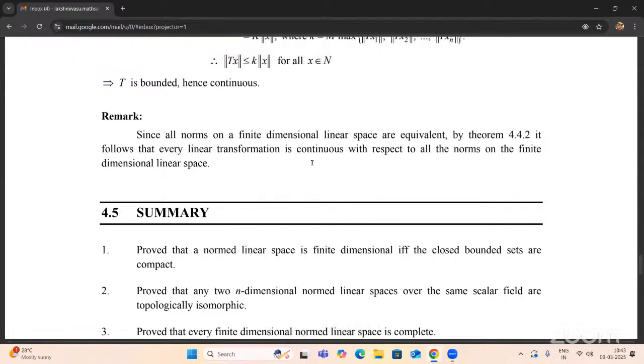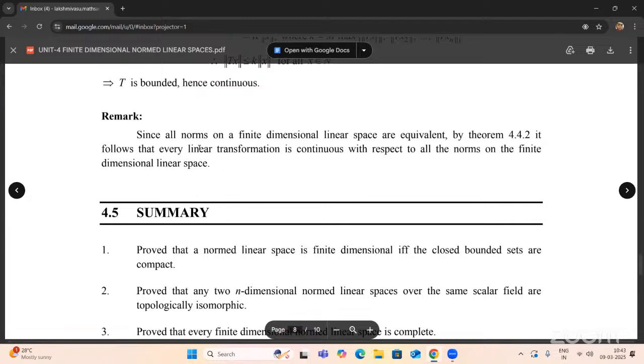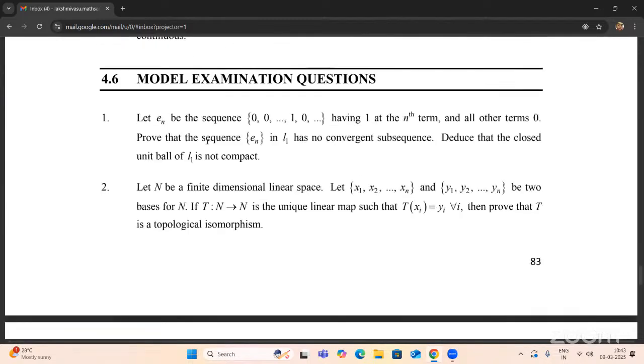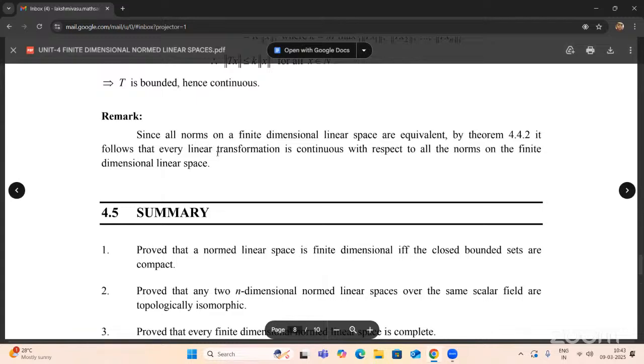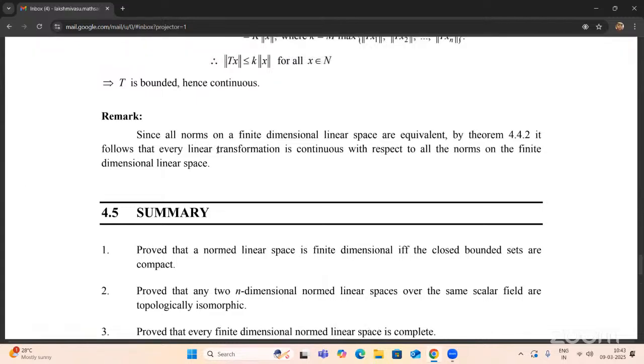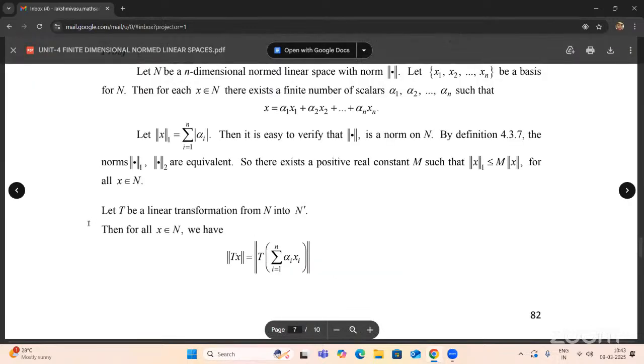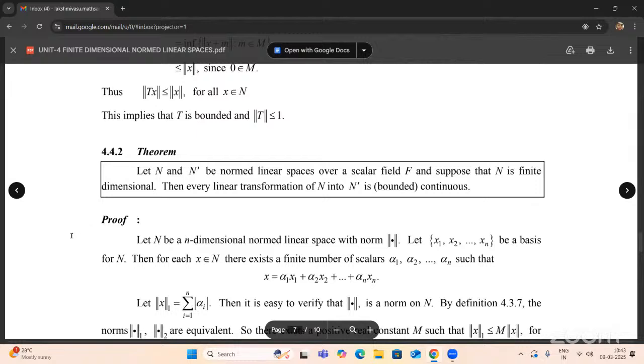So according to this, every linear transformation is continuous with respect to all the norms on the finite dimensional linear space. Okay, students, suppose in the examination you must apply the above theorem to prove that every linear transformation is continuous with respect to all the norms on the finite dimensional linear space; you must give this proof. That is 4.4.2, simply stated as: prove that every linear transformation of N into N dash is continuous.